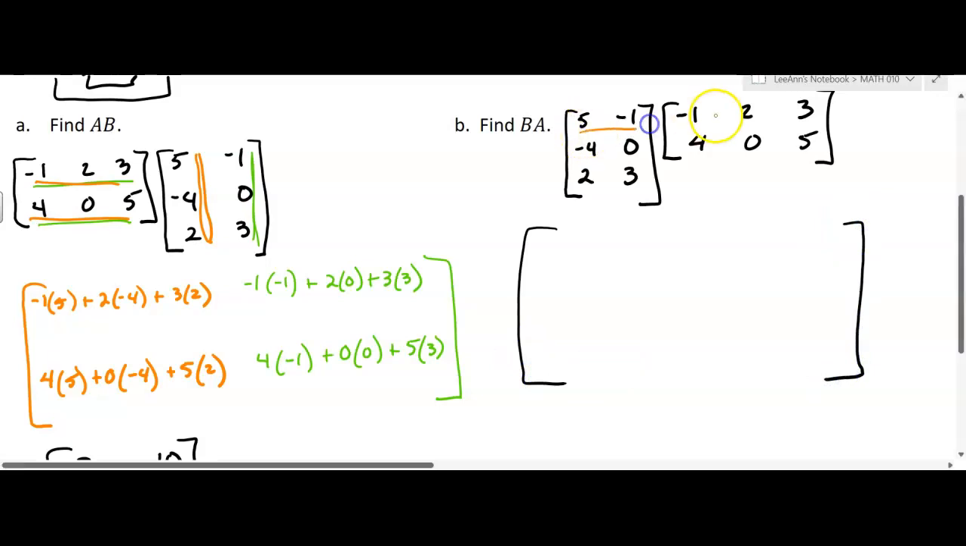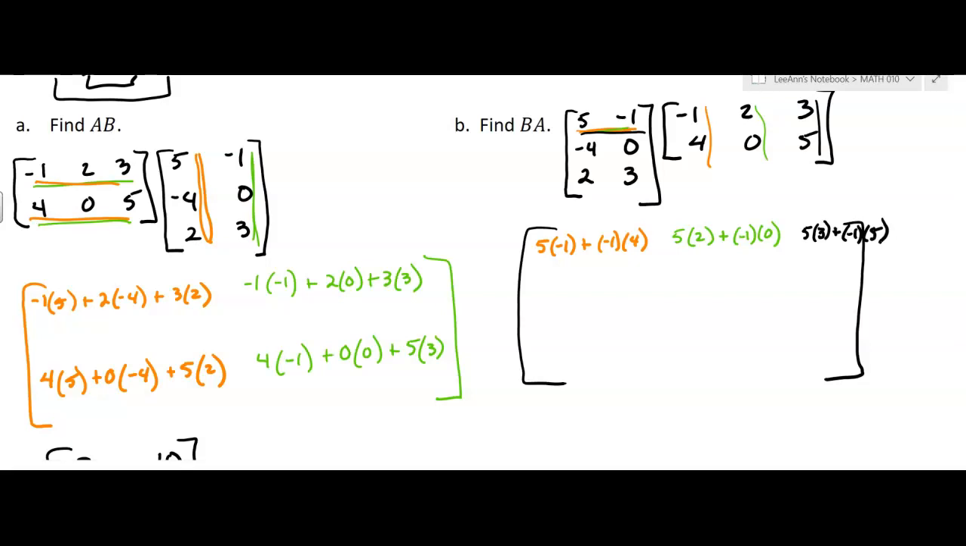Okay, so we take the first row times the first column. 5 times -1 plus -1 times 4. And then I take the first row times the second column. So 5 times 2 plus -1 times 0. And then I'm going to take the first row times the third column, which is going to be 5 times 3 plus -1 times 5. It didn't quite fit, but oh well.